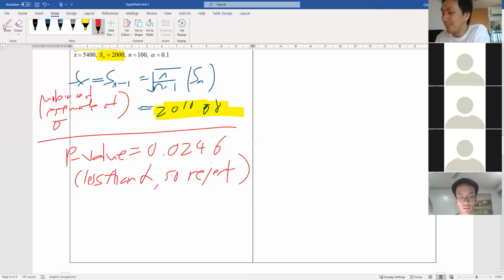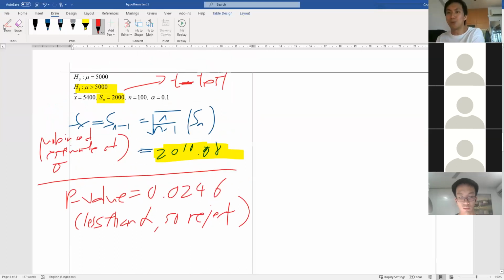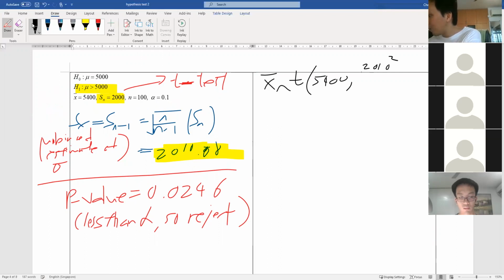Reject means reject H naught. So this is a t-test. If you want to, you can talk about your X bar curve first. Everything will hinge upon the X-axis. The Sn is irrelevant right now. If I were to talk about my X bar curve, X bar is actually a t distribution with 5,400, then 2010 square over n. Okay, t curve. Also I forgot, degrees of freedom is actually 99, n minus 1.